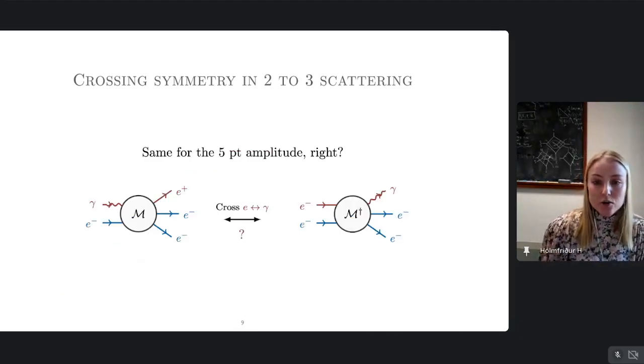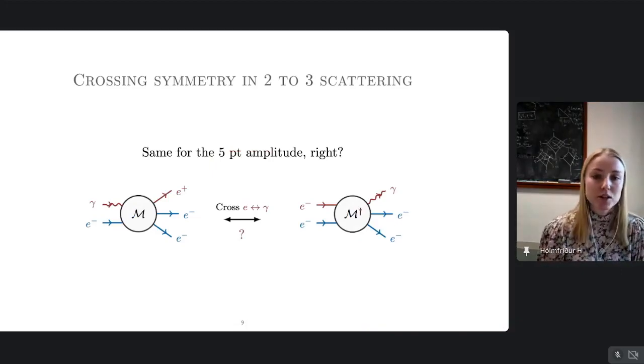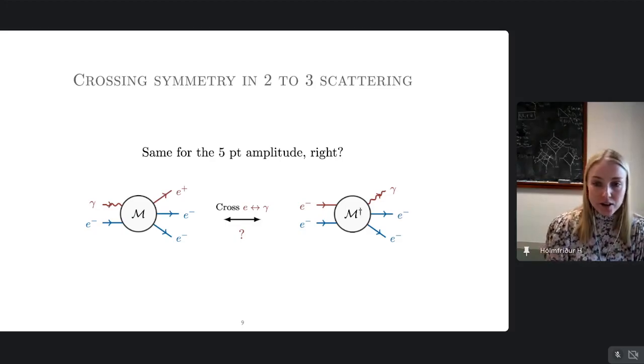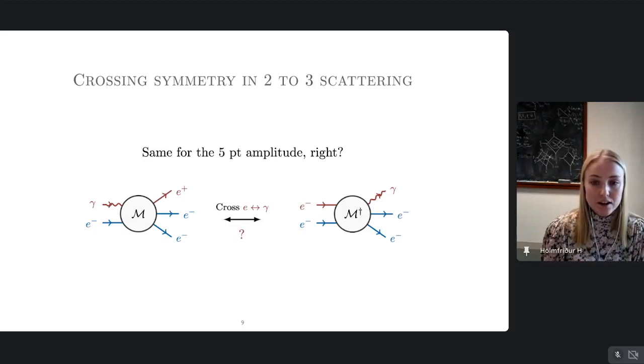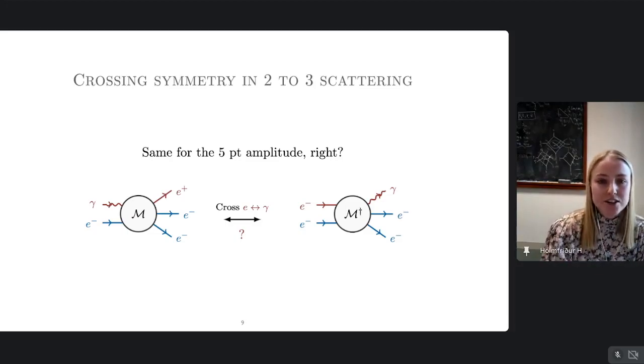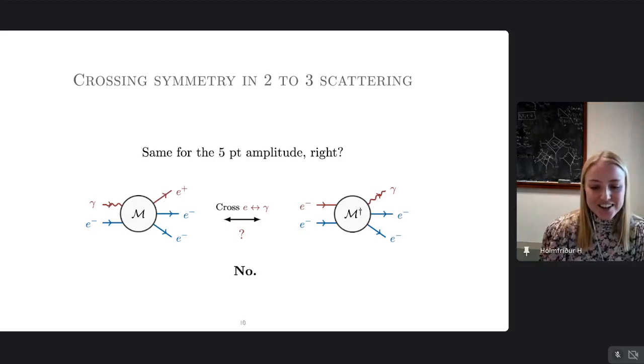Good. All right. So the natural thing to do, and I think at least I would have assumed this a couple of years ago, is that for the 5-point amplitude, we would just do the same, that we would have, let's say, E minus gamma to E plus E minus E minus. And if we cross the positron and the photon in this case, then we would get back something like the conjugated scattering if we do a similar crossing in the upper half plane, just like we got for the 2 to 2 amplitude of E minus E minus to E minus E minus gamma. But you might have guessed from all the question marks on this slide that the answer is actually no.